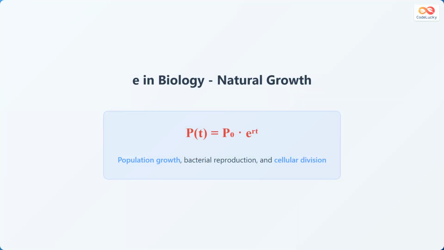In biology, Euler's number appears in the context of natural growth. For example, population growth can be modeled using the formula P(t) = P_0 times e raised to the power r times t, where P(t) is the population at time t, P_0 is the initial population, r is the growth rate, and e is Euler's number. Other applications are bacterial reproduction and cellular division.